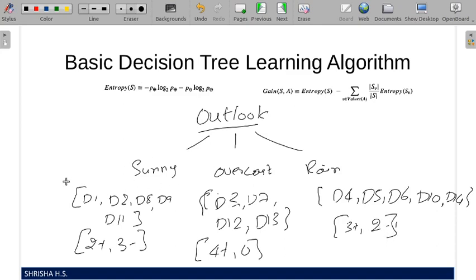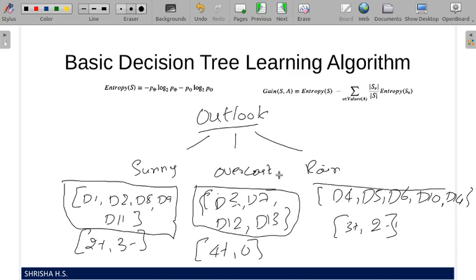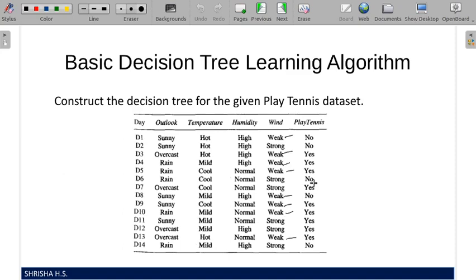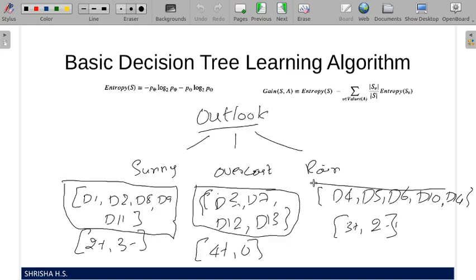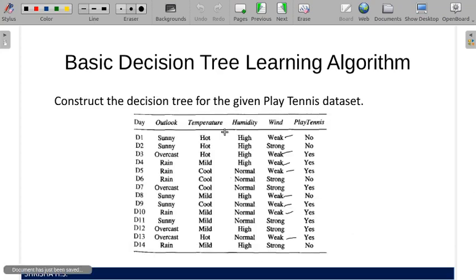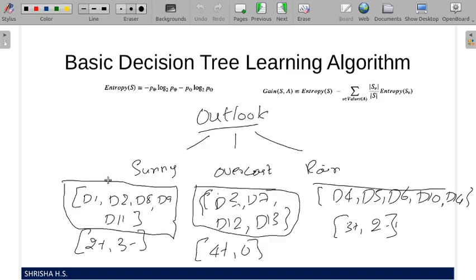Now consider these instances that we have written as separate data sets. D1, D2 we have, right? So we have the list, a separate data set, and start calculating. Outlook we have already taken. When outlook is sunny, what is the temperature, humidity, wind information gain? When outlook is overcast, what is the temperature, humidity, wind information gain? When outlook is rain, what is the temperature, humidity, wind information gain? So consider only this much.